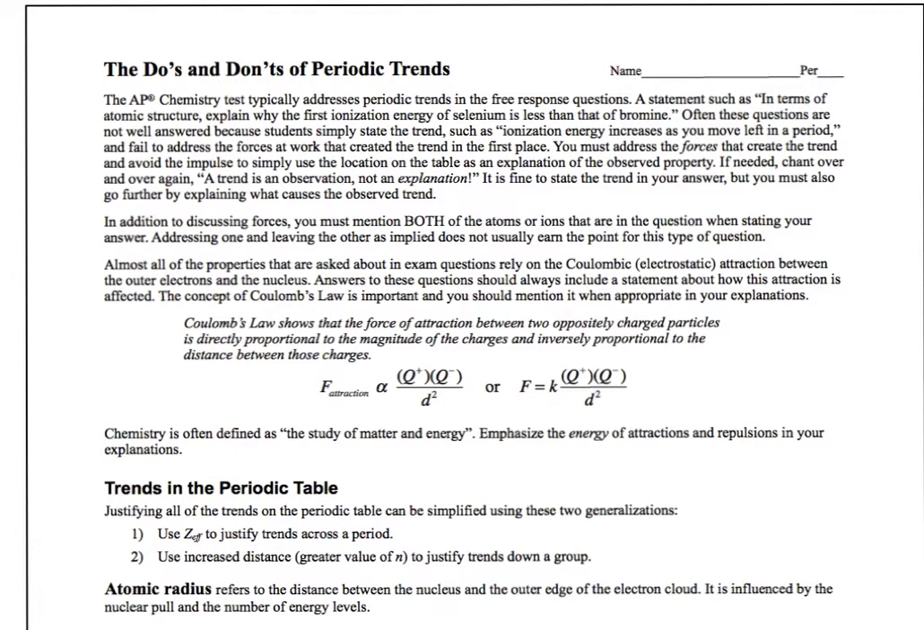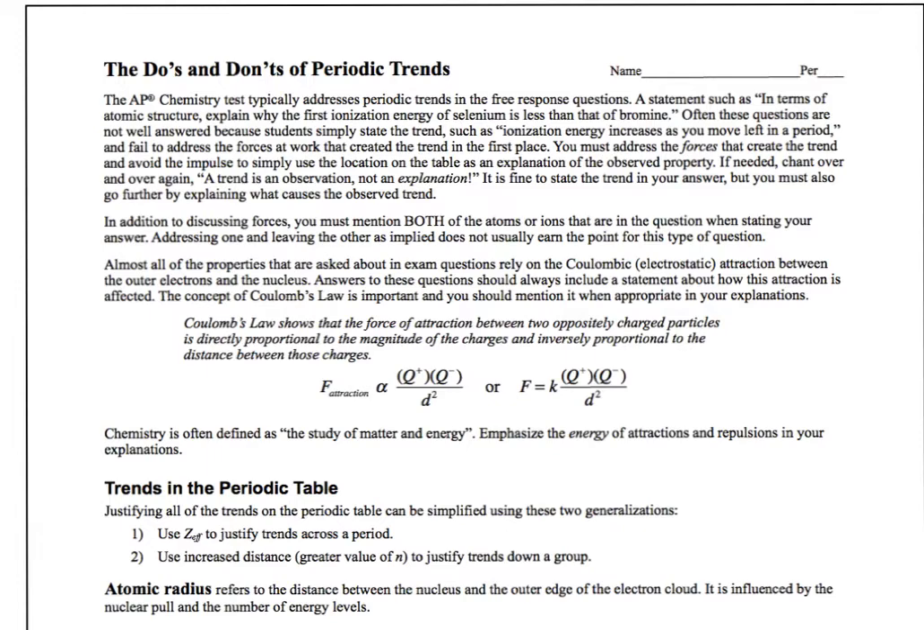A statement such as, in terms of atomic structure, explain why the first ionization energy of selenium is less than that of bromine. Often these questions are not well answered because students simply state that the trend, such as ionization energy, increases as you move left in a period, but they don't talk about the forces that created the trend in the first place. You have to talk about the forces that create the trend and avoid the impulse to simply use the location on the periodic table as an explanation for the observed property.